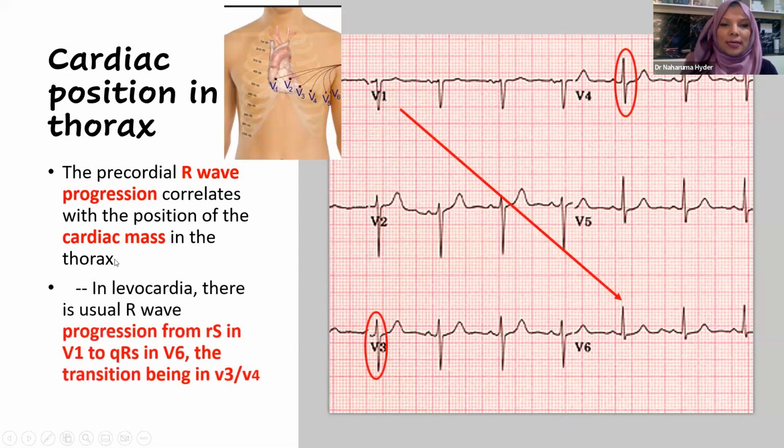In levocardia, there will be R wave progression from rS in V1 to qRS in V6, and the transition at the V3 and V4 level. So this progression tells us that the LV apex is leftward.